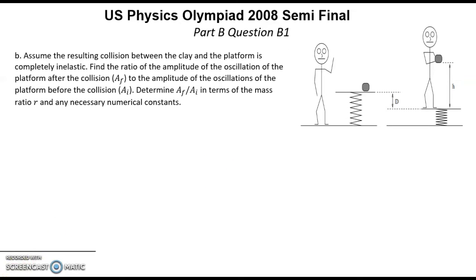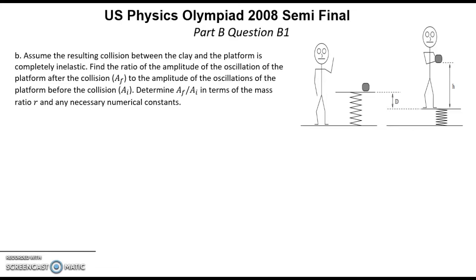Question B. Assume the resulting collision between the clay and the platform is completely inelastic. Find the ratio of the amplitude of the oscillation of the platform after the collision, AF, to the amplitude of the oscillations of the platform before the collision, AI. Determine AF over AI in terms of the mass ratio R and any necessary numerical constants.